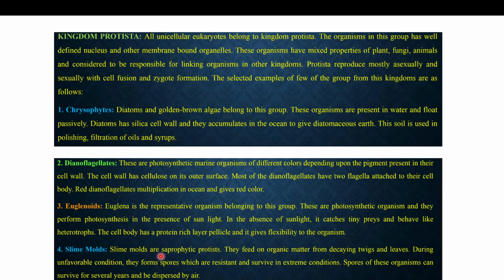Then there are slime molds, which are saprophytic protists. They feed on organic matter from decaying twigs and leaves. And during unfavorable conditions, they actually form spores which are resistant and can survive in extreme conditions. And actually, the spores of these organisms can survive for years and are dispersed via air.